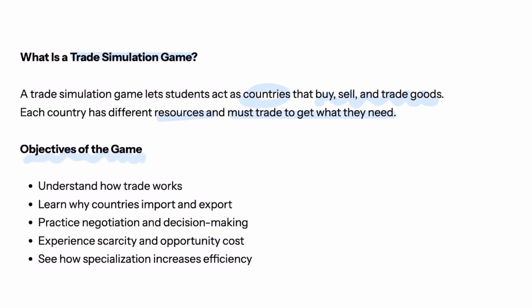The main objectives of this game are to: 1. Understand how trade works, learn why countries import and export, practice negotiation and decision making, experience scarcity and opportunity cost, and lastly, see how specialization can increase efficiency.